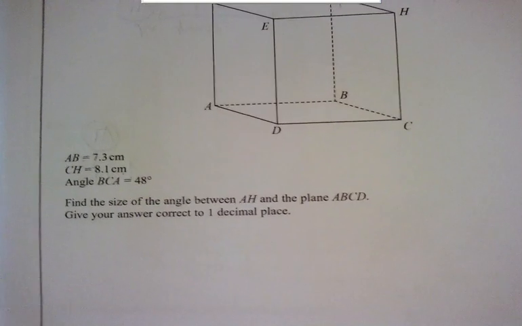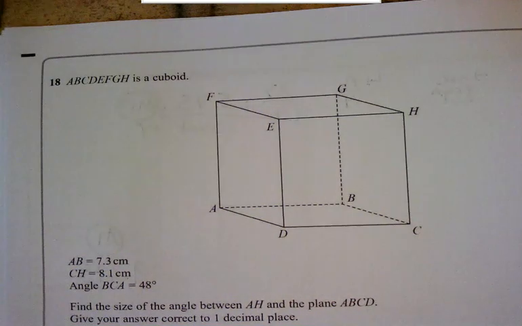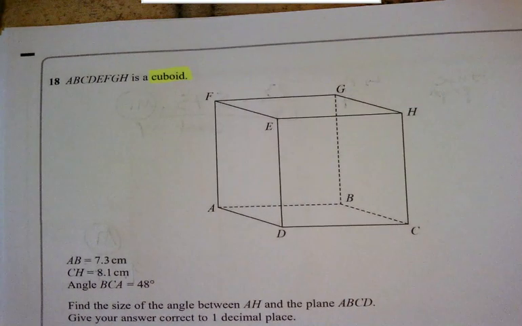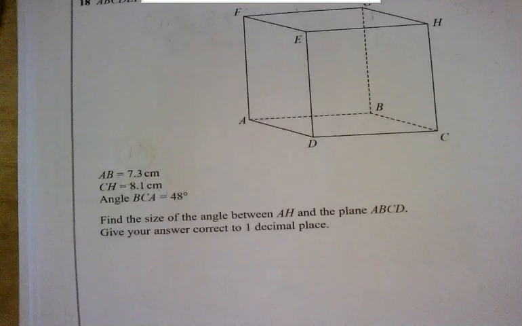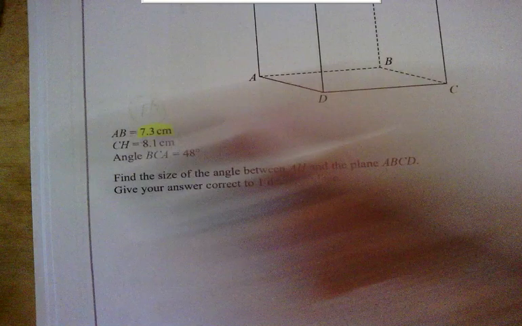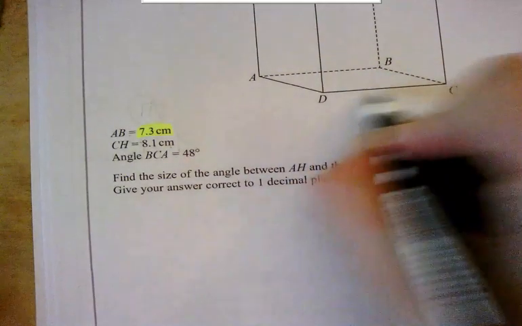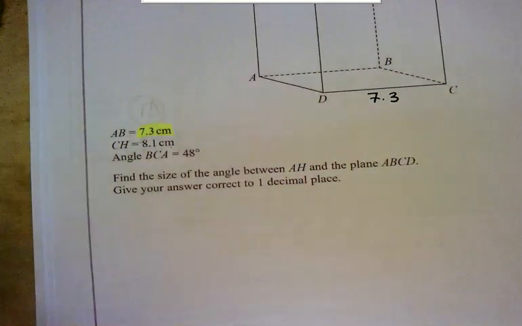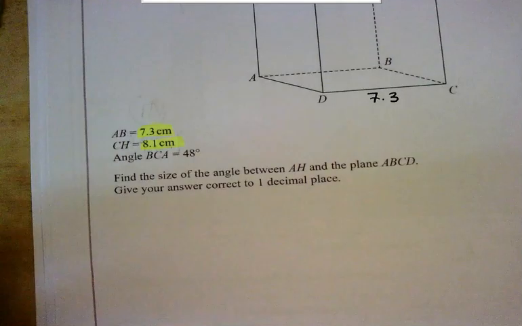Question 18. ABCDEFGH is a cuboid. AB is 7.3. Let's put that information on from A to B. 7.3, that's going to be the same as DC. I'm going to put it there, it's a little bit less cluttered to put it there. CH is 8.1.